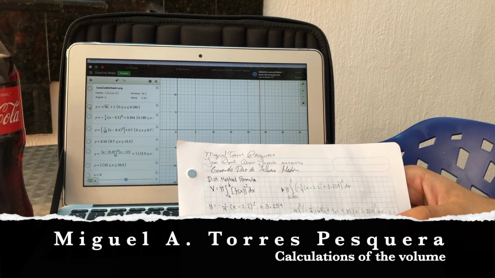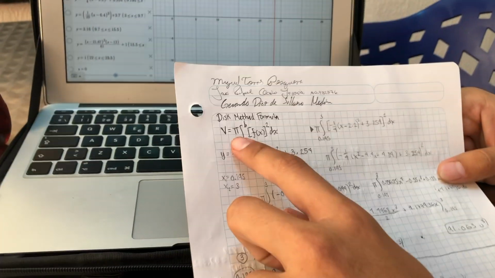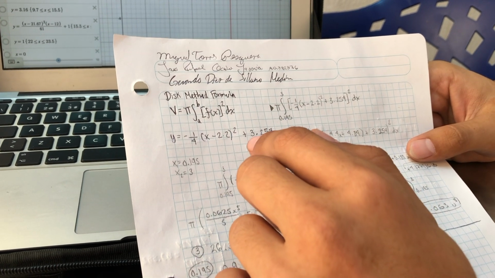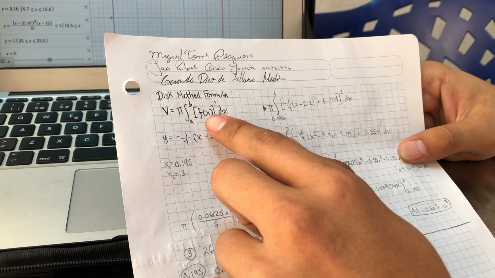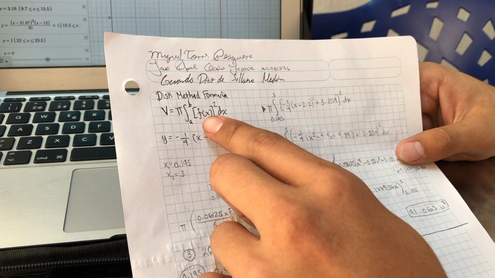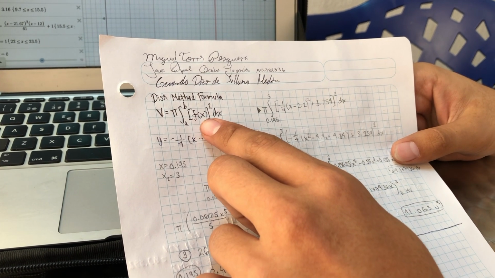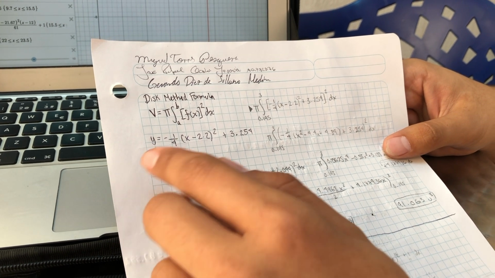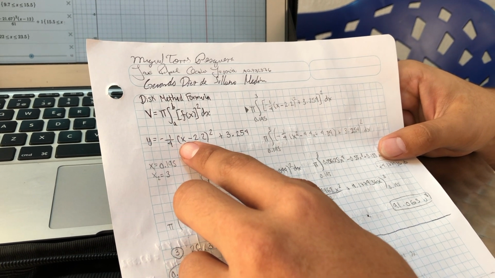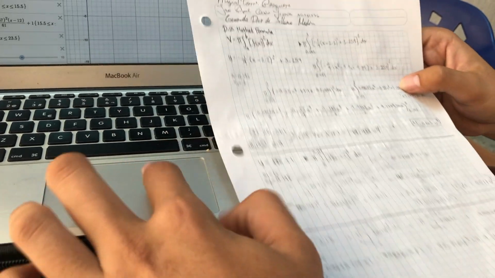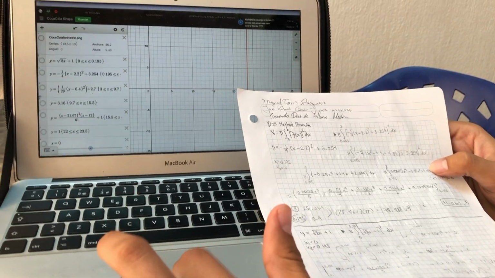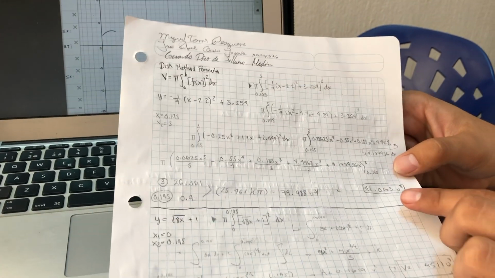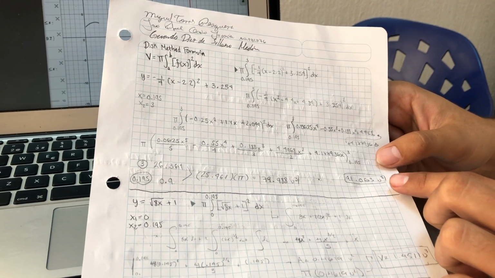The formula we used was volume equals pi times j squared with the respective limits, but originally it was radius, and we decided to change it to j. The first function we took the volume of was j, this one, which represents the bump at the bottom of the bottle, and the volume was 91.063 units cubic.